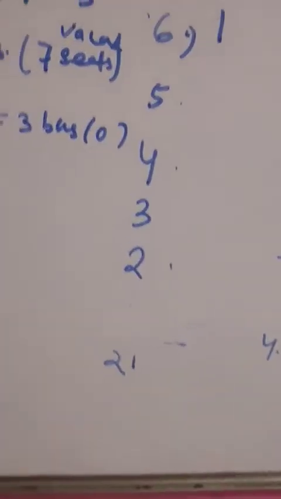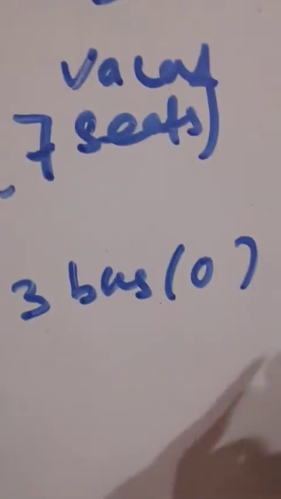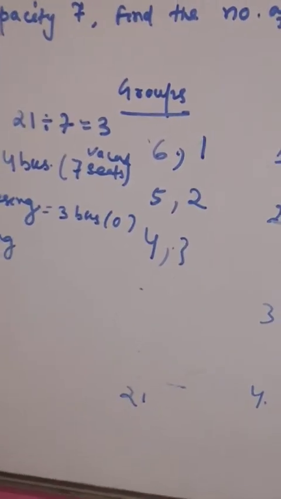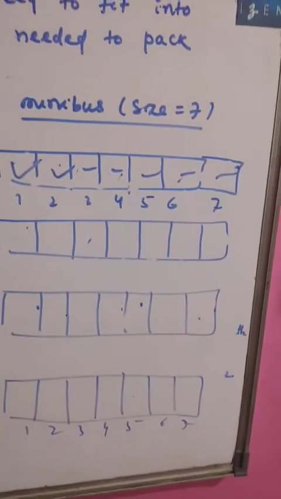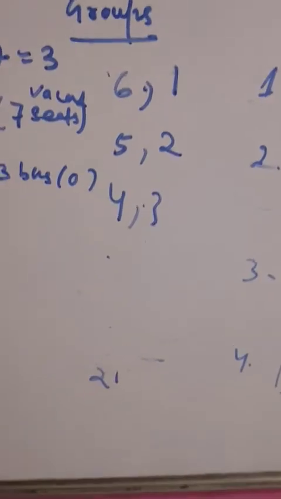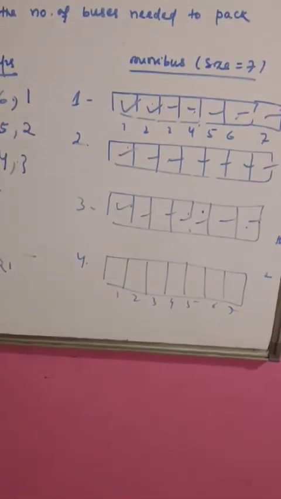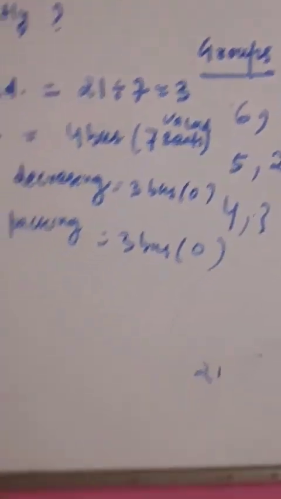Similarly 5 and 2 will be one group, second group, and the third one is 4 and 3. So all the students are there. So first 6 and 1, 7. So the first bus is full. Second one 5 and 2, it is also full, 7, and third one 4 and 3, it is also filled. So in full bin packing we have got the same result. That means 3 buses required and 0 seats lying vacant.